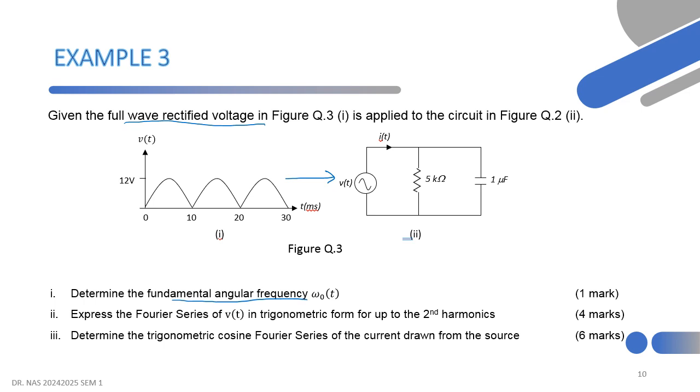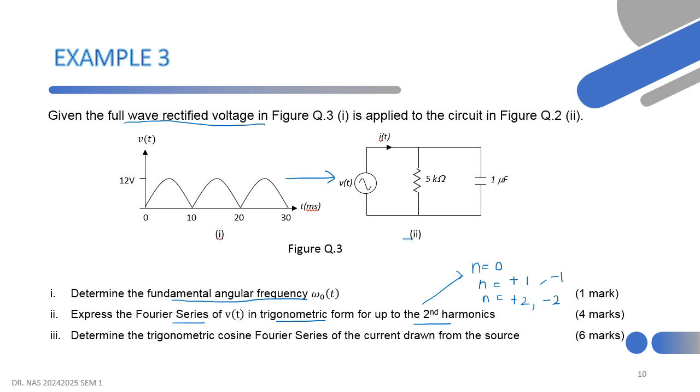Secondly, you need to express the Fourier series in trigonometric form for up to second harmonic. Up to second harmonic meaning that you need to consider n equal to 0, n equal to positive 1, and n equal to negative 1. Same goes to n equal to positive 2 and also n equal to negative 2. Okay, when it's set up to n harmonics or second harmonic in this case, you need to consider both the positive and negative values.